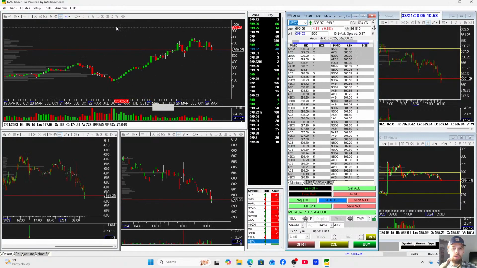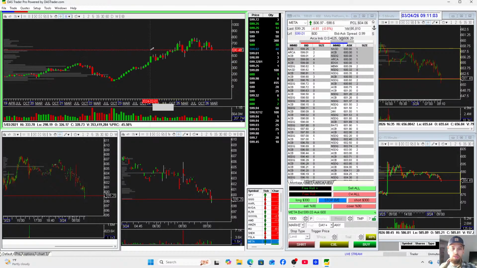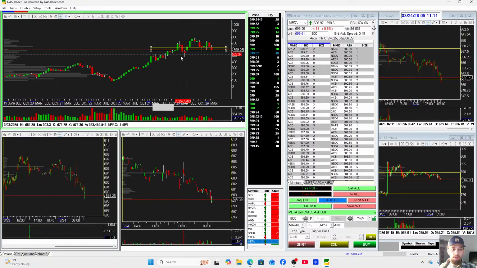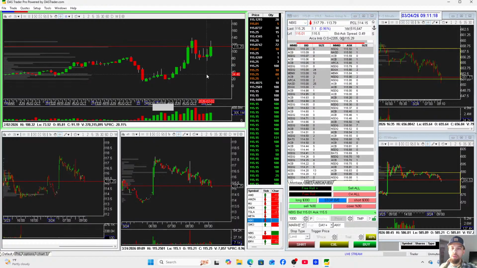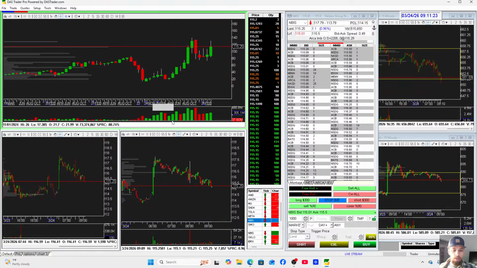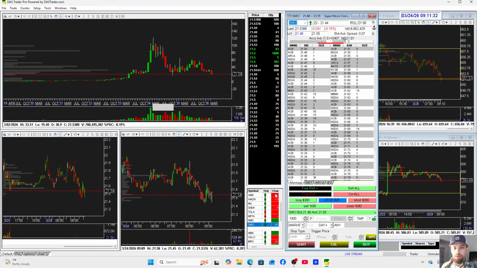Let's see, Meta. Meta's in an interesting spot. There's no volume though. But area of support 590, area of resistance 642. NBIS, traded that last week, had a green trade on that. SMCI. SMCI's been in a downtrend.